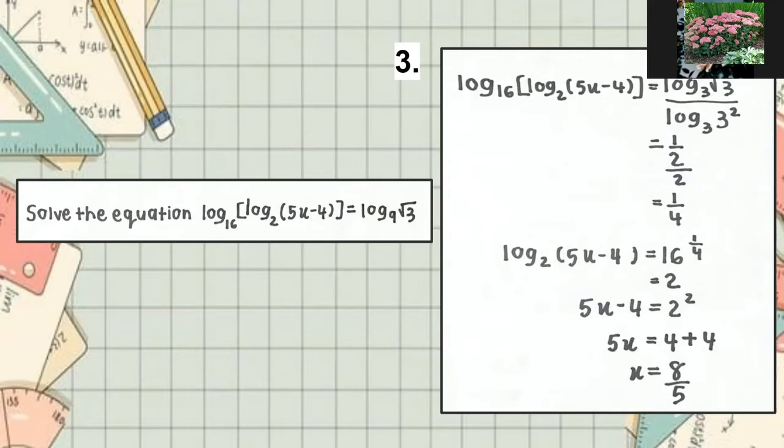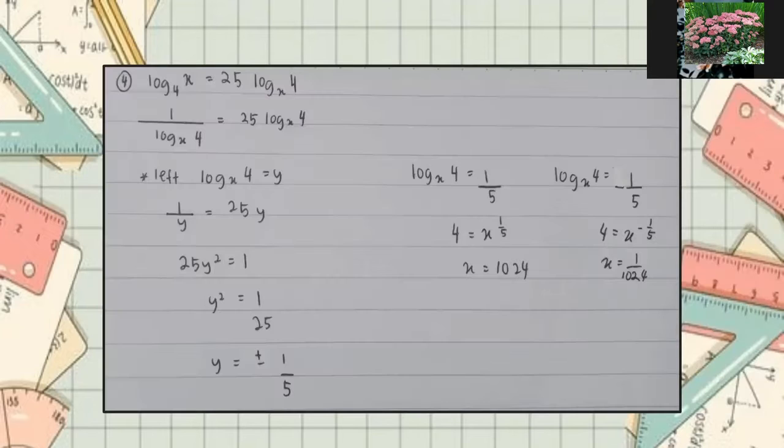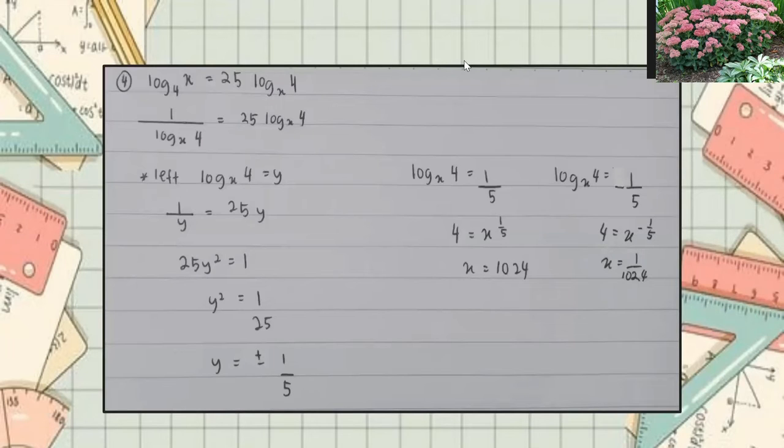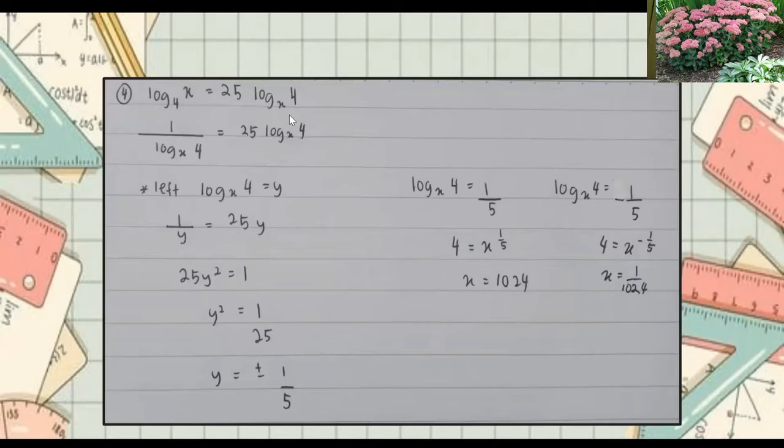And next, we bring the log 2 to the right side and it becomes 2 power of 2 and we'll get 4. Next, we move the negative 4 to the right side so that 4 can be added with 4 and we'll get 8. So the last step is we will get x is equal to 8 over 5. We continue with question number 4.